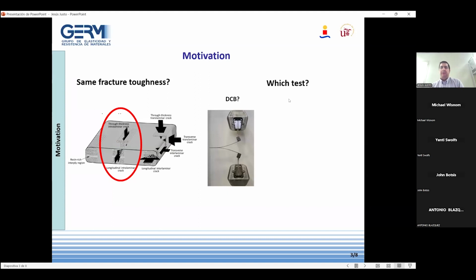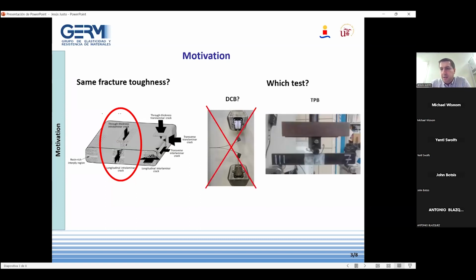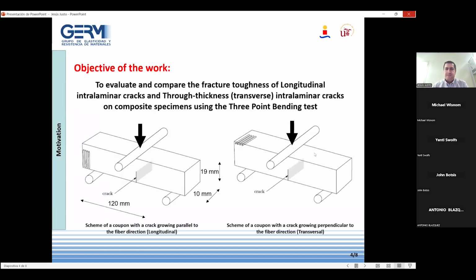Initially, we thought about using the DCB test, but we discarded it because it required a huge number of layers to be laid up, and also we were not very sure about the behavior of the crack during the test. So we decided to use a three-point bending test, in which you can see this is a typical three-point bending coupon, but with a pre-crack, and then during the test, the crack should propagate in the vertical direction.